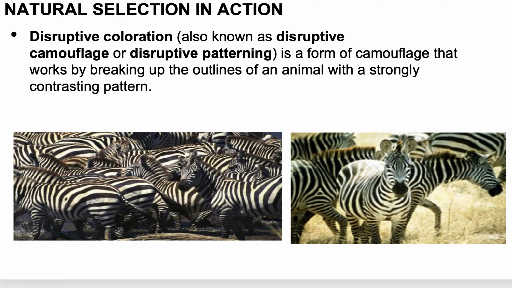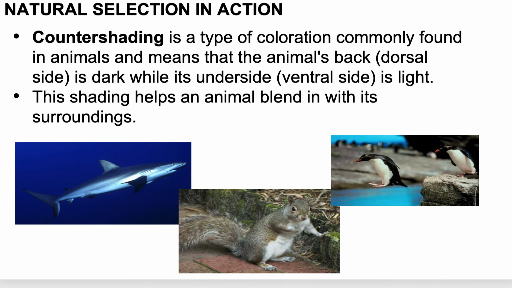All right, then next is disruptive coloration. This is also called disruptive camouflage or disruptive patterning. It's a form of camouflage that works by breaking up the outlines of the animal with a strongly contrasting pattern. For instance, with zebras, it breaks up the outline of the individual zebra when they're in a herd, because all the black and white stripes are going different directions in this photo. So it's hard for a predator to figure out exactly what they're looking at, or where the individuals are within the group.